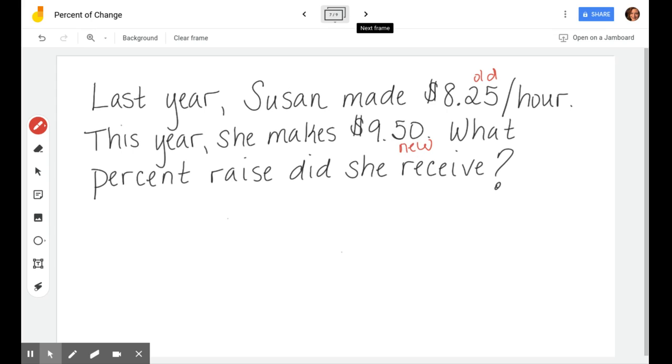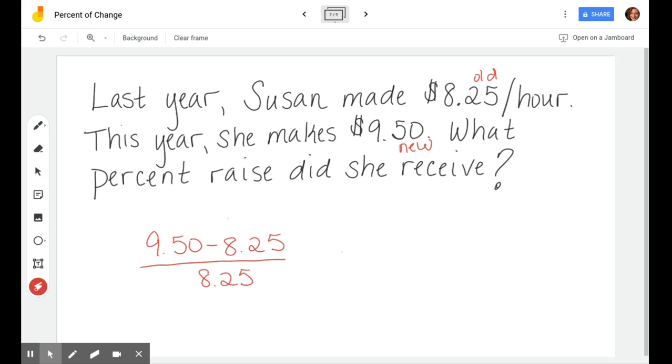So we're going to take the new pay rate, $9.50, minus the old pay rate, which is $8.25. And we're going to divide by the old one, which is $8.25. I hope you're noticing that the number you write second always matches the number that you write on the bottom. Those always match if you follow this pattern. So I'm going to take $9.50 minus $8.25. That gives me $1.25. I'm going to divide $1.25 by $8.25.